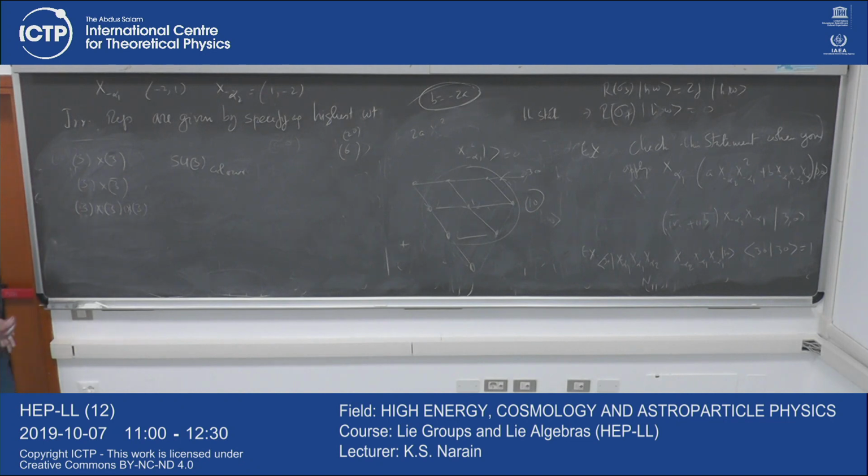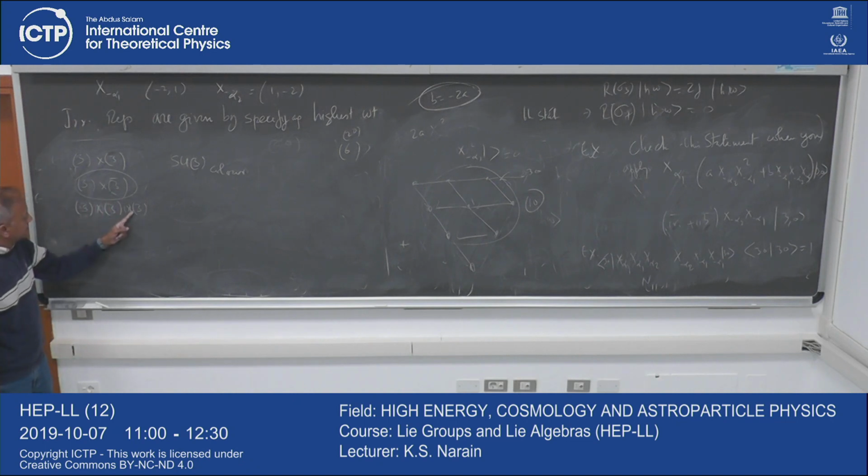So 3 with 3 bar, there will be a singlet. We already saw that when you have a complex representation and its complex conjugate, I can always construct an invariant. Invariant means singlet, right? We were discussing that maybe 1 or 2 weeks before, the complex conjugate representation. But quite apart from that, you can deduce this from the weight diagram, from the weights.